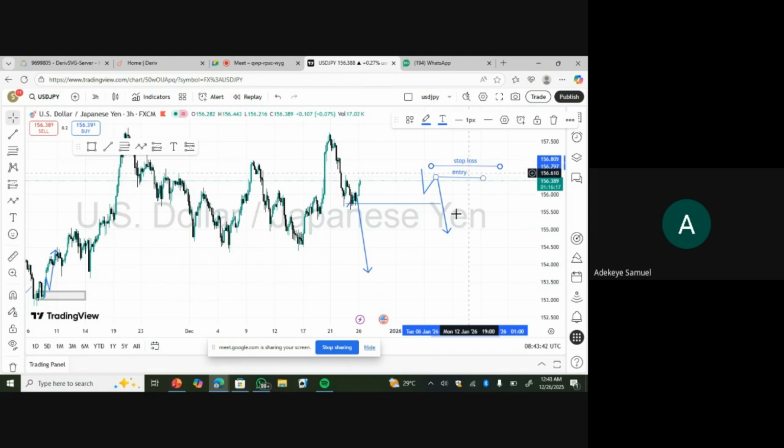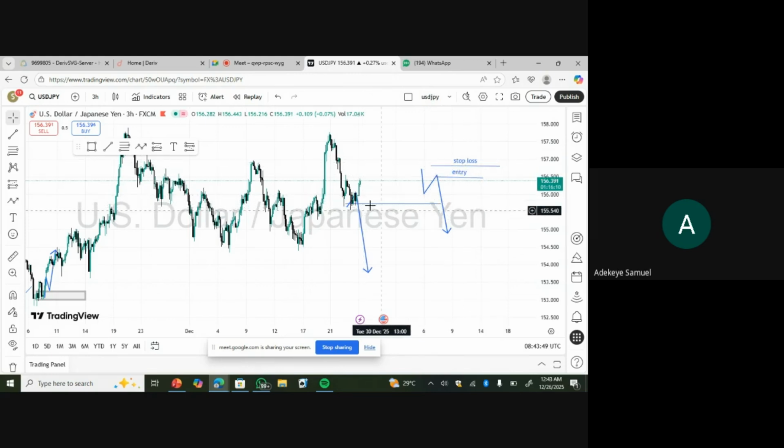All right. This is for sale. If you are selling, your stop loss will be above. But if you are buying, your stop loss will be below, like this.